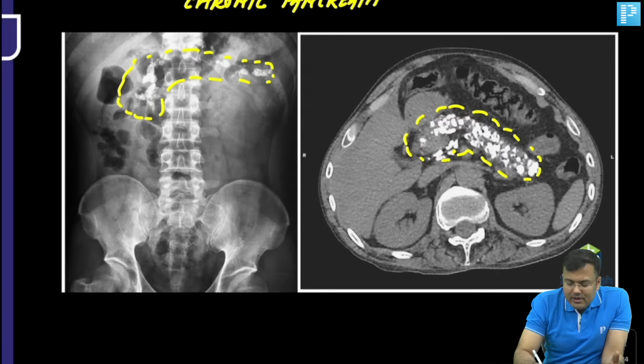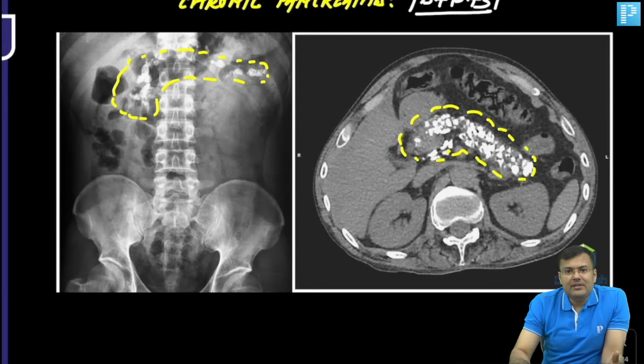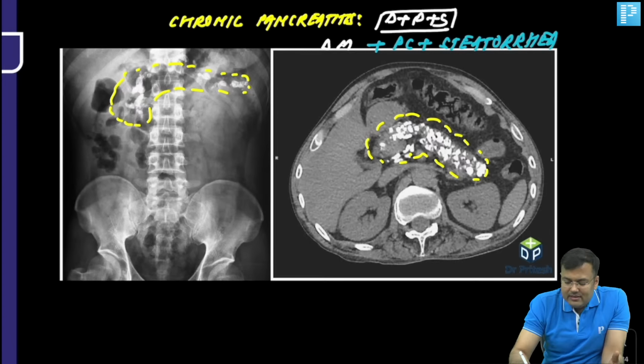How to remember this triad? Mnemonic is DPS. So, chronic pancreatitis is characterized by a triad, name is DPS. D diabetes mellitus, P pancreatic calcification, S steatorrhea. So, what happens in chronic pancreatitis? There is exocrine insufficiency, there is endocrine insufficiency, there are permanent changes in the pancreas.